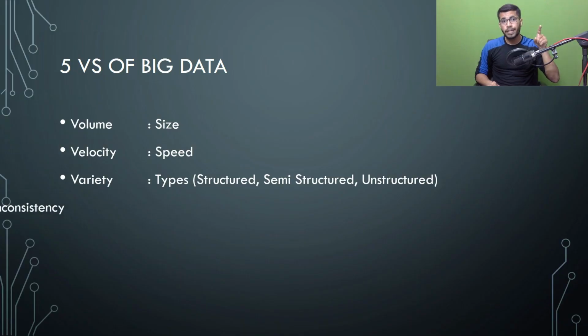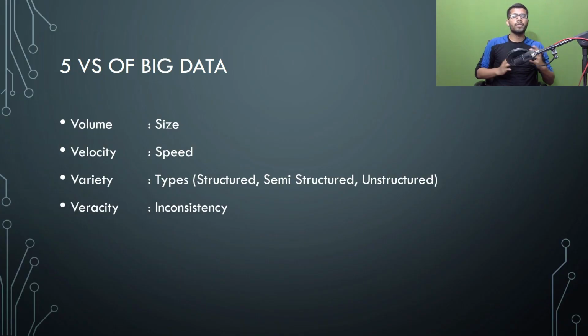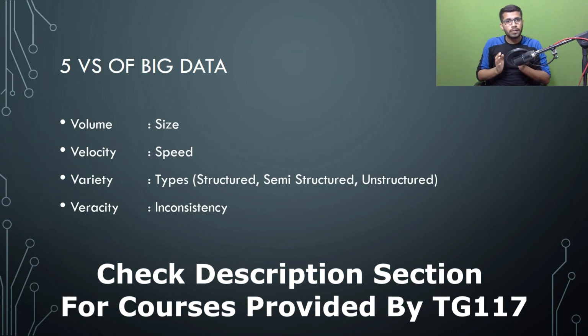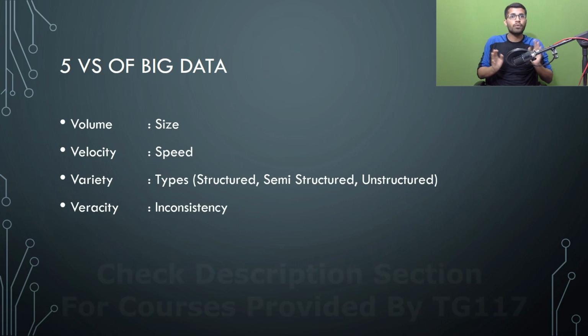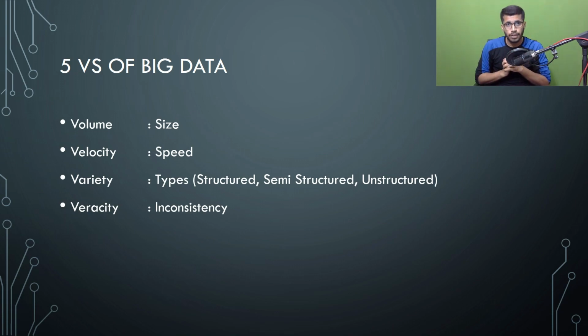The next V is veracity. Veracity refers to inconsistency. If data is getting generated at very high speed and there is a huge amount of data, there are chances that the data might have some corrupt values, and these corrupt values can mess up our final results, and that's what we don't want. If the amount of data is huge, there are high chances of inconsistencies. So this is also one of the characteristics of big data.